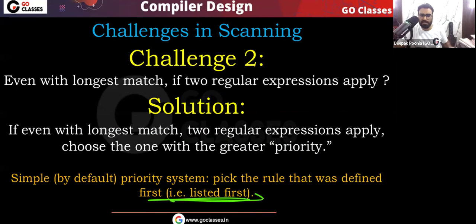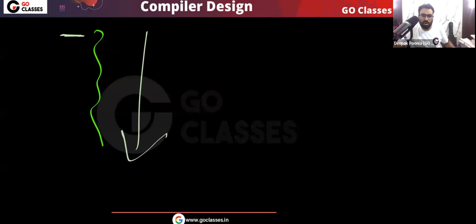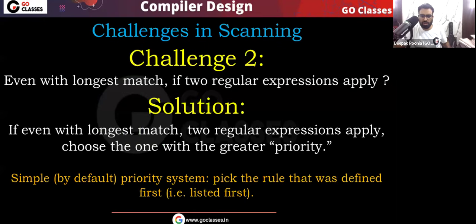or I can say listed first. When you are writing the rules, the regular expressions, the token on the top has the highest priority, and this is the order of priority. Basically the priority is decreasing. If something is listed first, by default it has higher priority. Okay, I hope you understood.